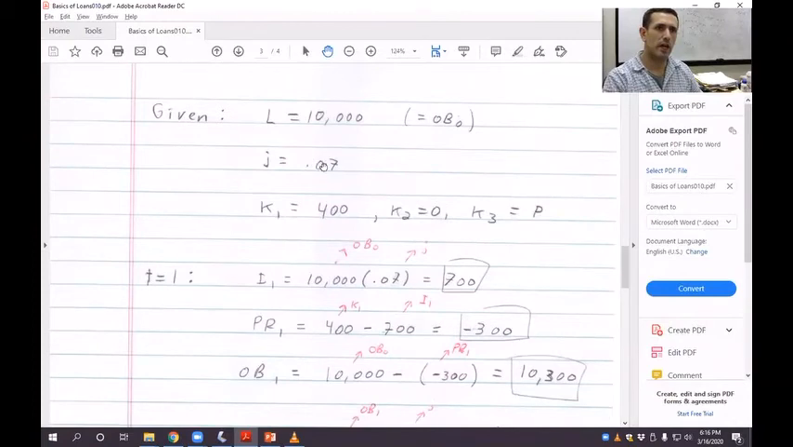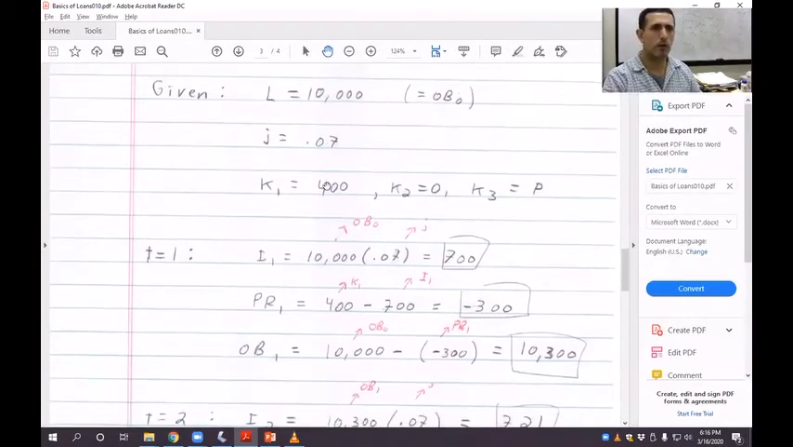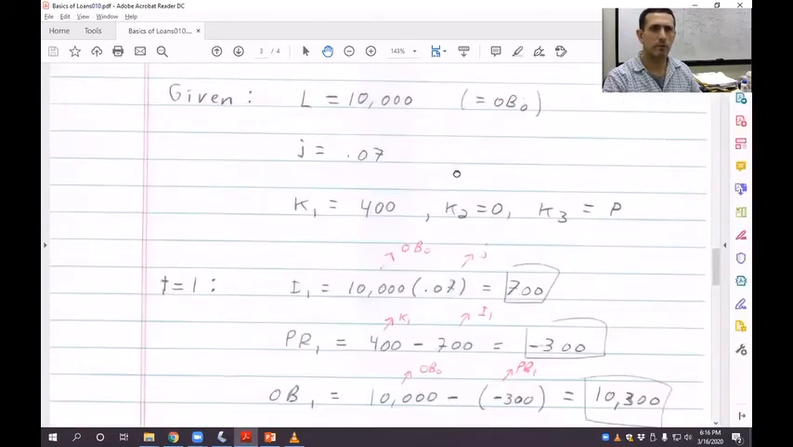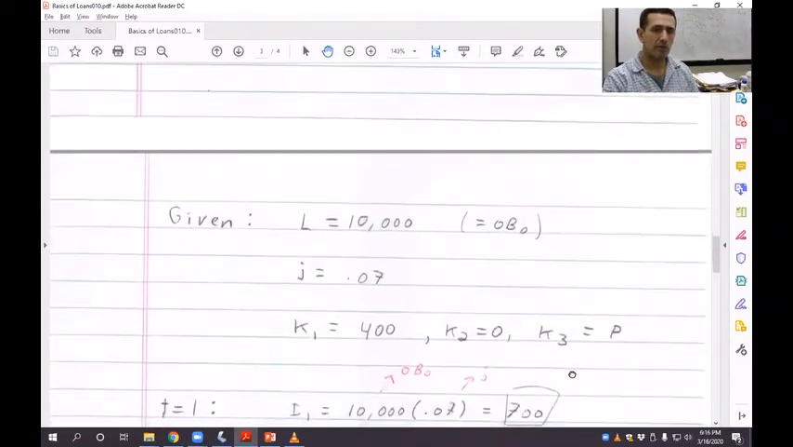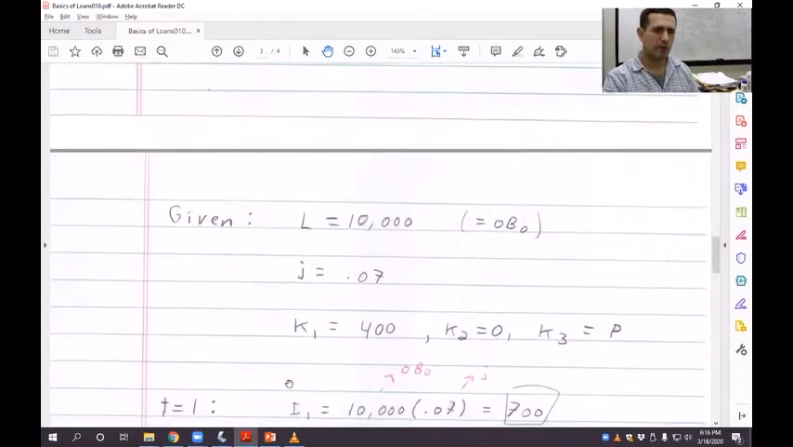Okay, so here's the situation. Loan is $10,000, interest is 7% per year. The first payment is $400. The second payment is nothing, and the third payment we don't know what it is. So let's just use our formulas to figure out what P is. As I mentioned, we're making this amortization table to get a better idea of what's going on with this loan.